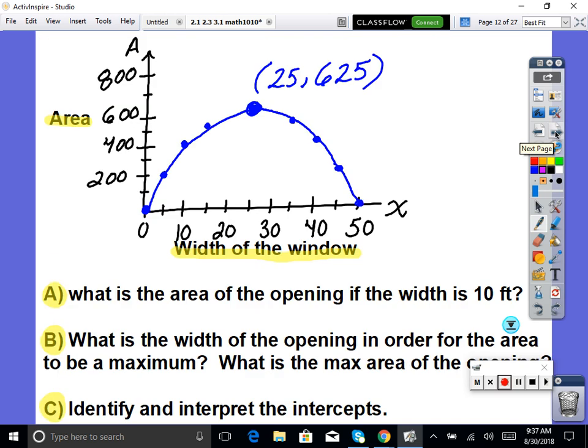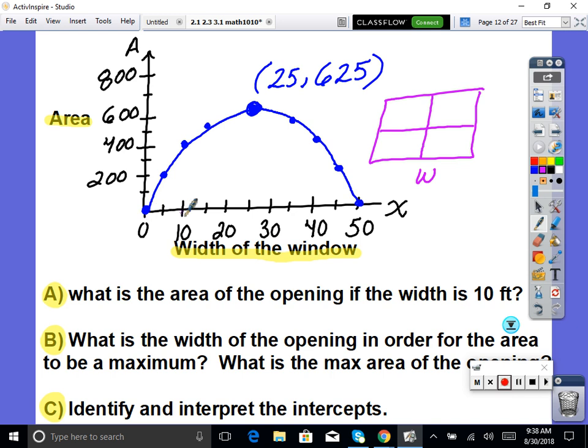Okay, let's look at this one. So it says this represents the area of a window based on the width of the window. So width of the window will cause an area. So here we're looking at a window in a house. Here's width, right? Okay, so right here, this is 0 width, and how much area would 0 width have? 0 area, right? It makes sense. Okay. Awesome.